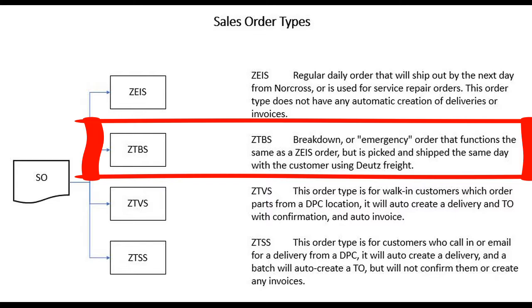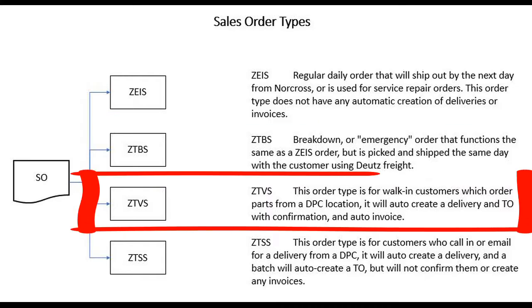Order type CTBS is a breakdown, or emergency order that functions the same as a CUS order, but is picked and shipped the same day with the customer using Deutsche Freight. These are priority orders, and should only be used for expedited situations.